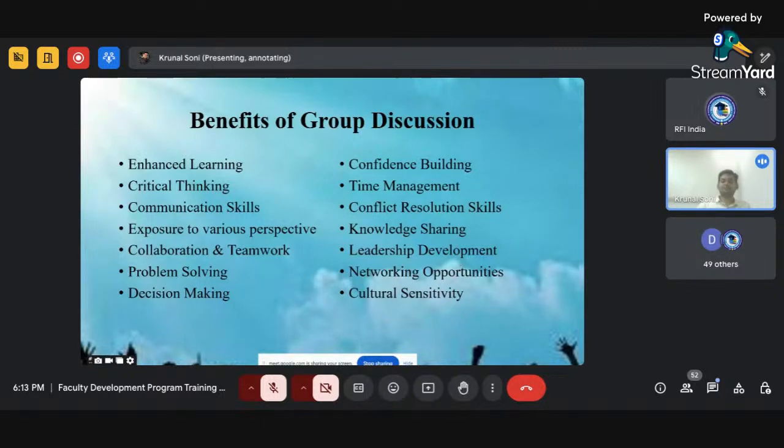And cultural sensitivity, most importantly. If you are sitting with multiple people across the globe, and you are not aware of their culture, you will not be sensitized to those cultures. But if you are part of those particular groups, you will come across the multiple cultures that every organization and every part of the world is following. So you will be more sensitized in following those cultures, right? You'll have more cultural sensitivity towards people. So cultural sensitivity is also part of this group discussion process.